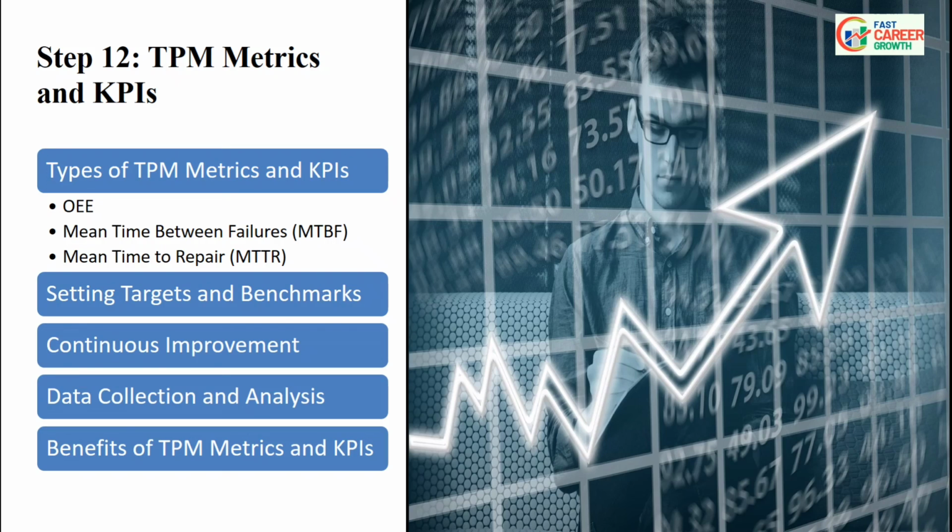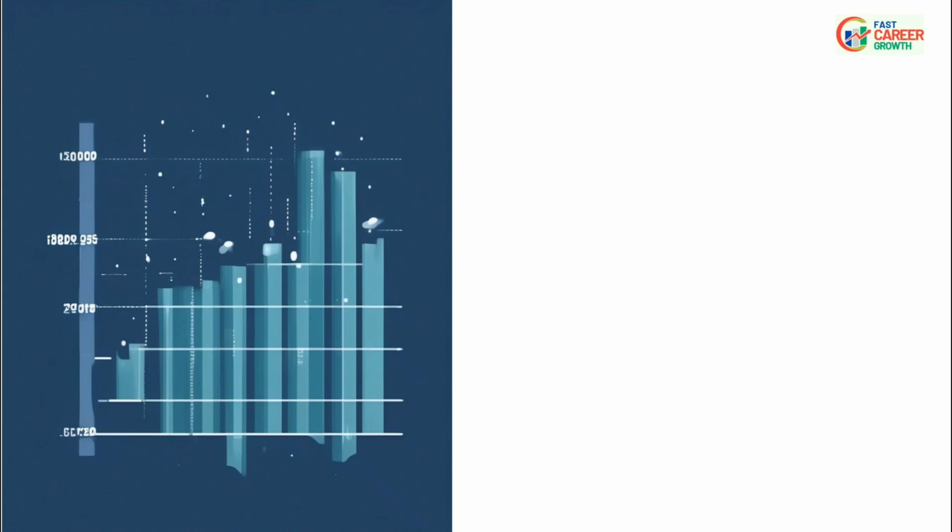Next is common TPM challenges. TPM implementation can be incredibly rewarding, but it comes with its fair share of challenges. Let's take a closer look at some of the common obstacles and discuss strategies for overcoming them. Resistance to change is a frequent challenge. It's essential to involve employees, communicate the benefits of TPM, and provide the necessary training and support to ease the transition. Remember, these challenges are normal, and with the right strategies, we can overcome them and make our TPM implementation a success.